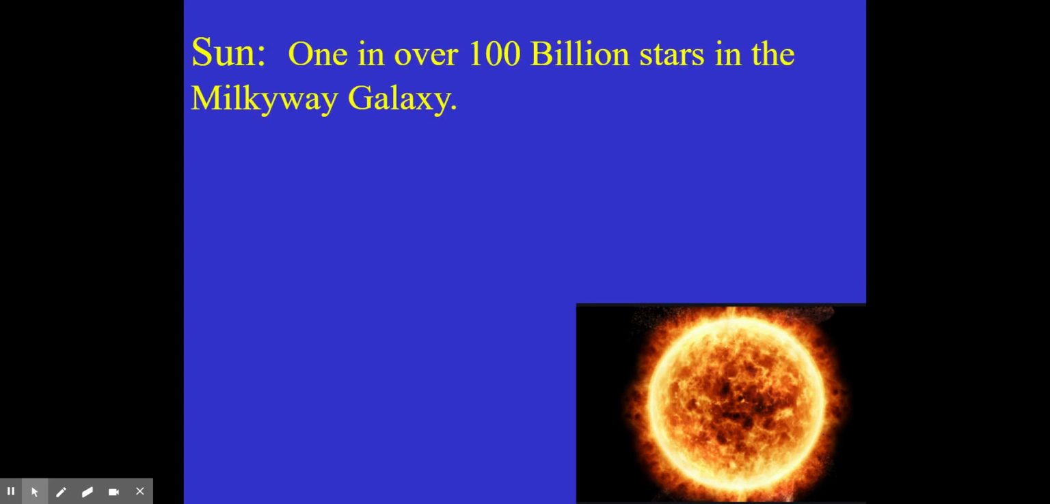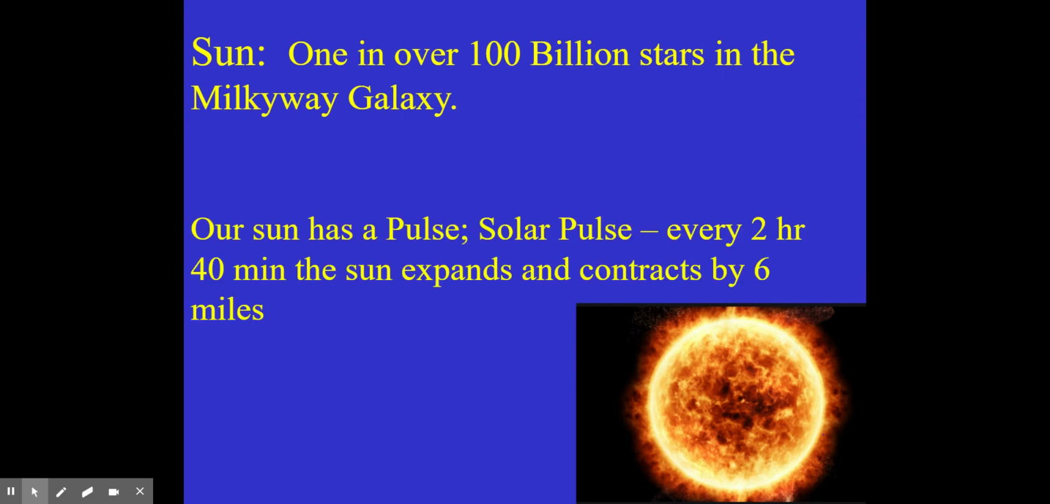Our sun, remember, is only one of over 100 billion stars in the Milky Way galaxy. A unique little feature on our sun is that it actually has a pulse. It actually has a heartbeat, if you will. They call it the solar pulse. Every 2 hours and 40 minutes, the sun expands and contracts by about 6 miles, and you can basically set your watch to it. You can see the picture on the slide here.